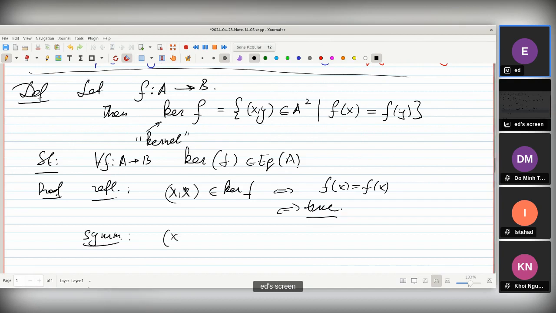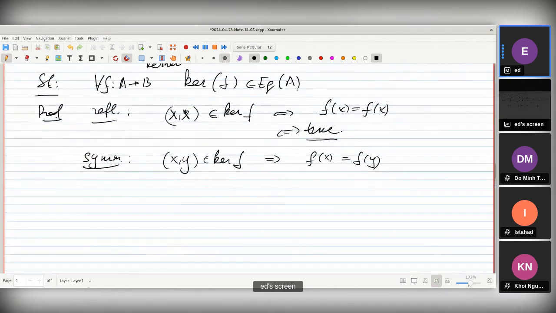Symmetry. Assume that x, y belongs to the kernel. Then by definition, f of x equals f of y. But we know that equality is symmetric. Hence, f of y equals f of x. So by the same definition of our kernel, y, x belongs to the kernel of f.